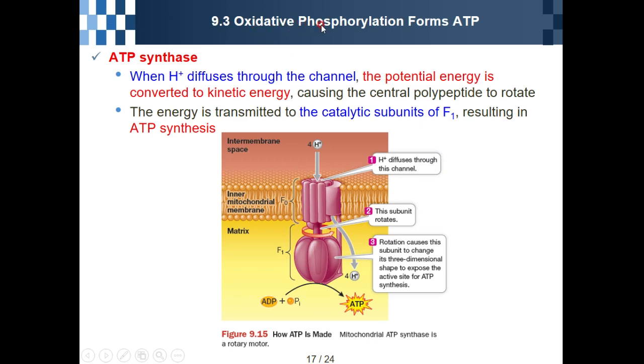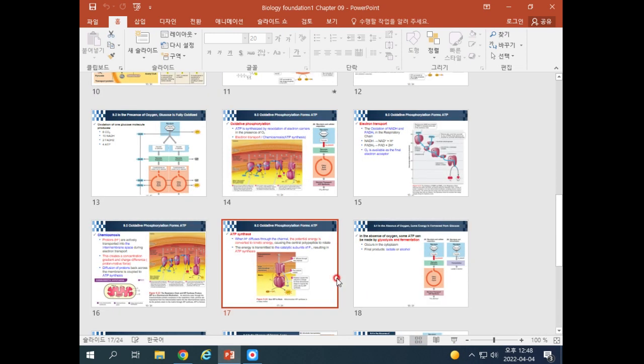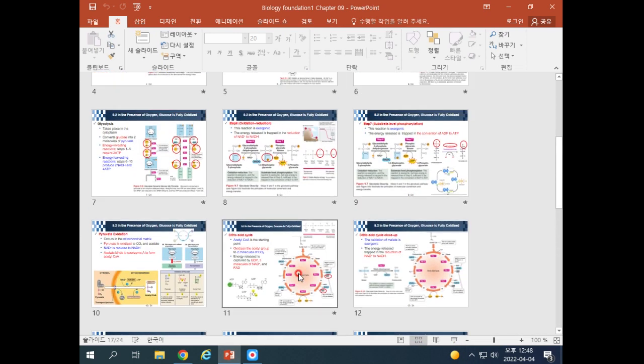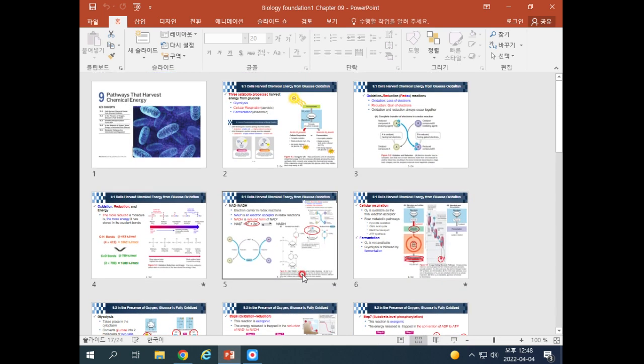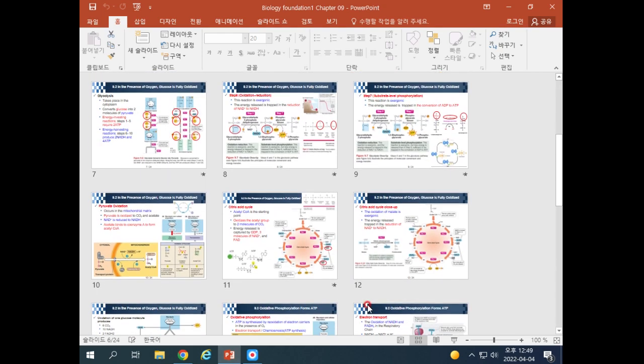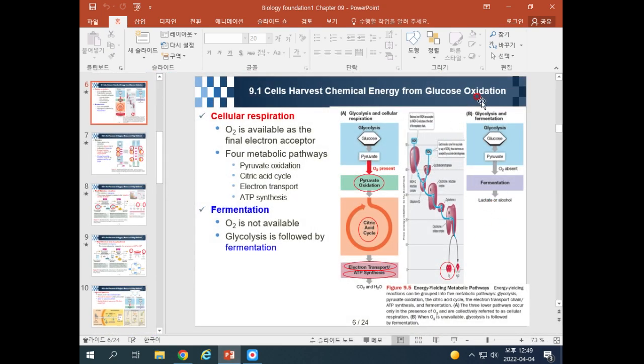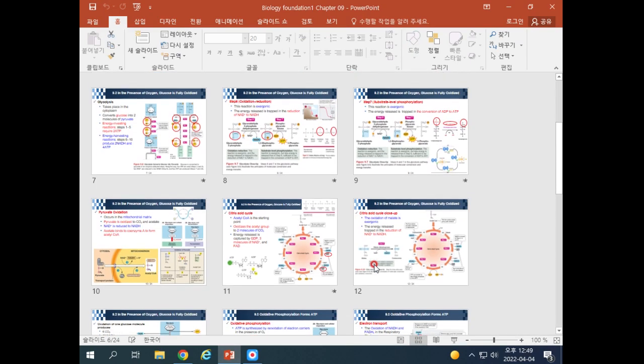Oxidative phosphorylation, okay, we finished. So we finished electron transport and the ATP synthesis mechanism. Now we will study glycolysis and fermentation. Subject 4.